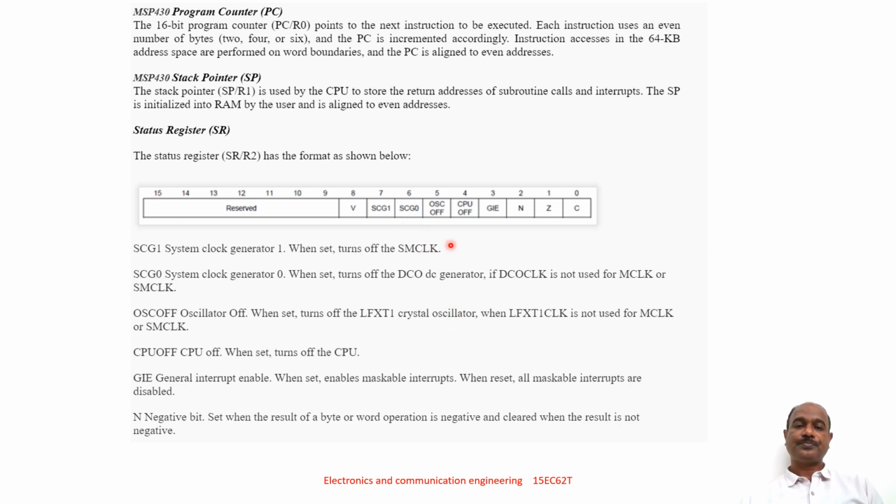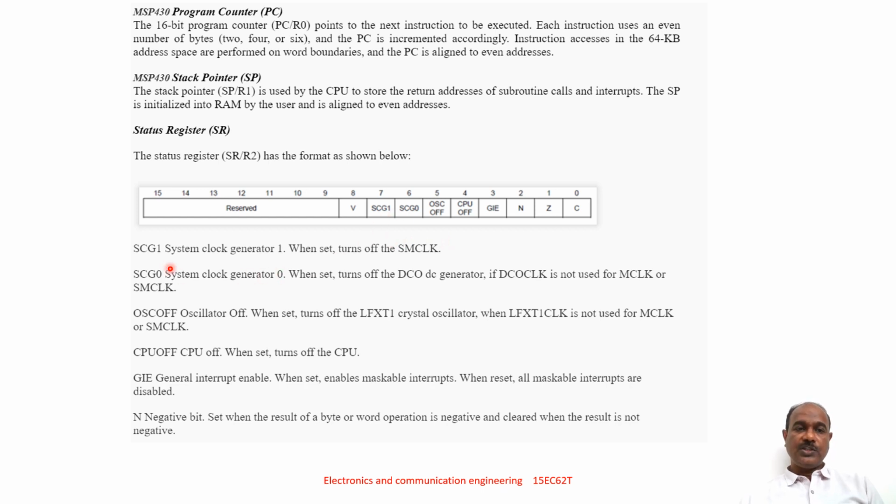We will discuss how to put the microcontroller into different power saving modes when we discuss the clock generator and the low power modes of this MSP430. For the time being, remember that the status register bits SCG1, SCG0 and so on are used for putting the MSP430 microcontroller into low power modes.